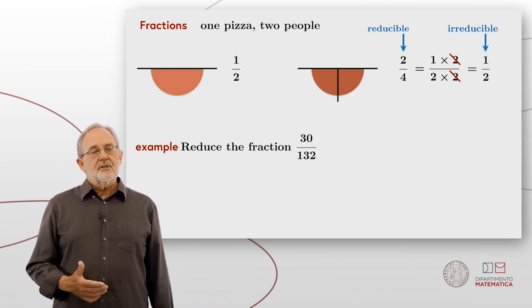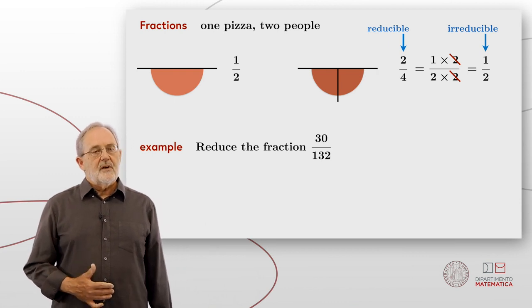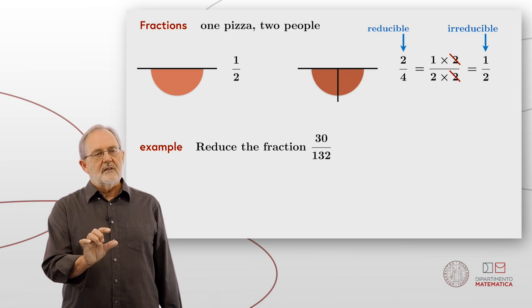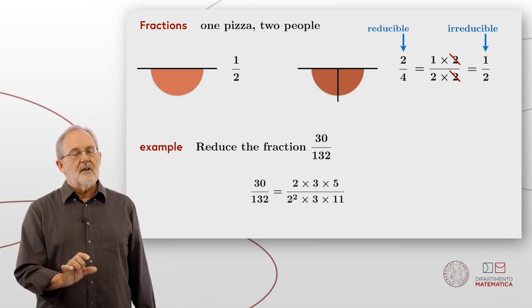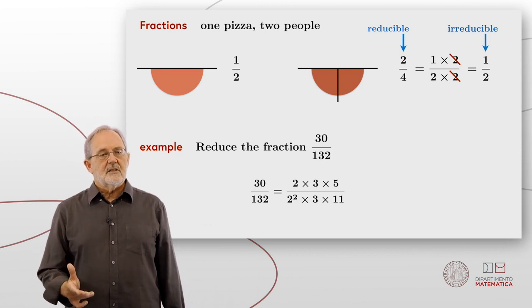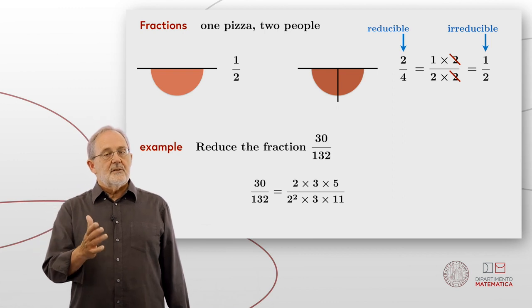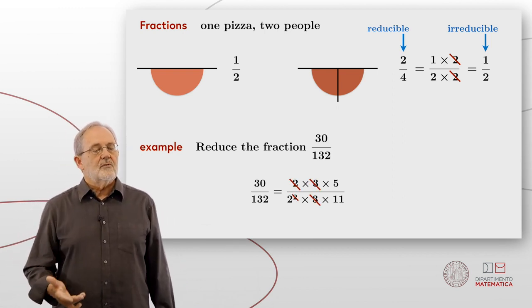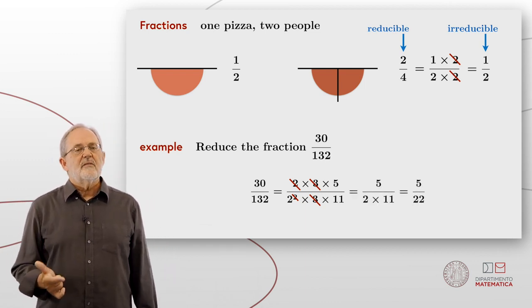To see how to reduce more complicated fractions, consider this one. What we do is the following. We write both the numerator, that's 30, the top part of the fraction, and the denominator, 132, the bottom part, in their prime factorizations, and then we cancel out top and bottom whatever we can. In this case, the 3's cancel out and one of the 2's, and you're left with 5/22. That's an irreducible fraction because 5 is a prime number.